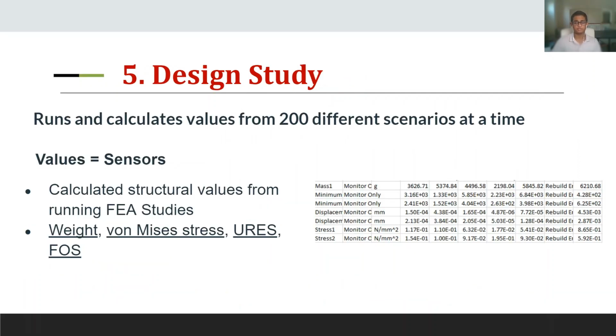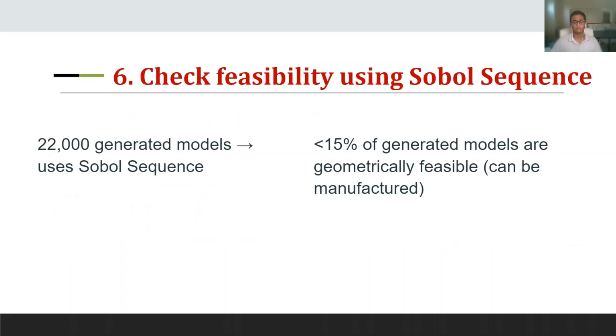Even if our Sobel sequence generates thousands of different data points, how can engineers determine if it is good? We want a quantifiable metric other than physical appearance, so we use sensor values. Each FEA study produced will give us sensors like weight, von Mises stress, resultant displacement, and factor of safety. These sensors become extremely important when we are training our regression model, which I'll describe later on. An equally important question arises. Yes, we can generate thousands of models, but how many models are feasible?